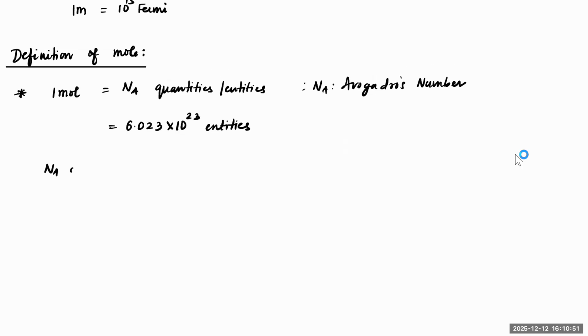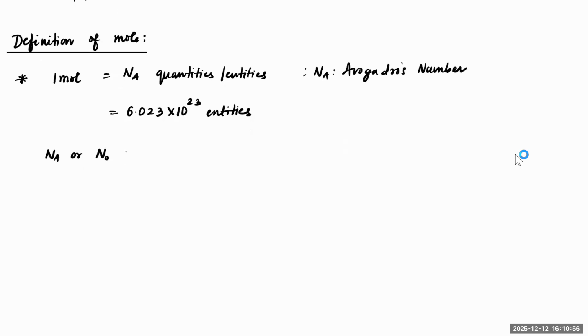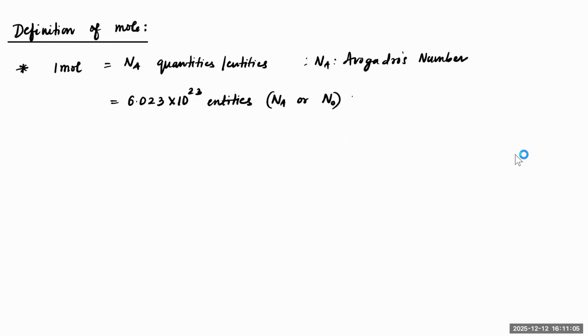And Na, or sometimes used as No, this is Avogadro's number, correct? Which I will relate here. So 1 Na or 1 No is approximately this value.